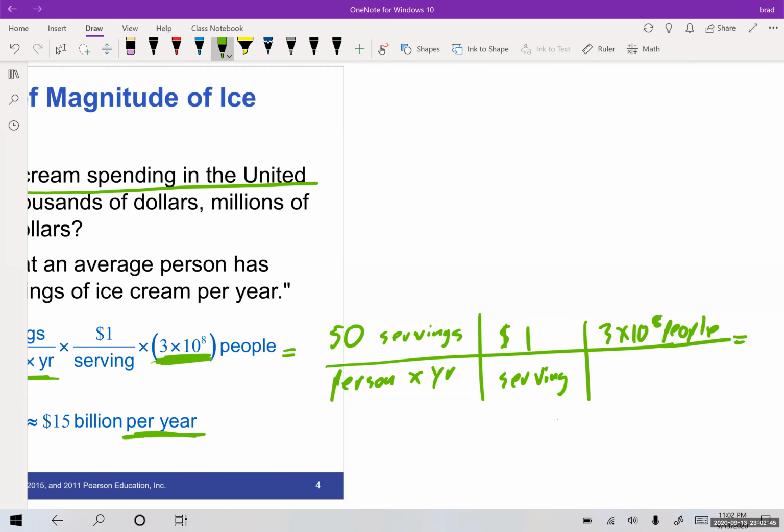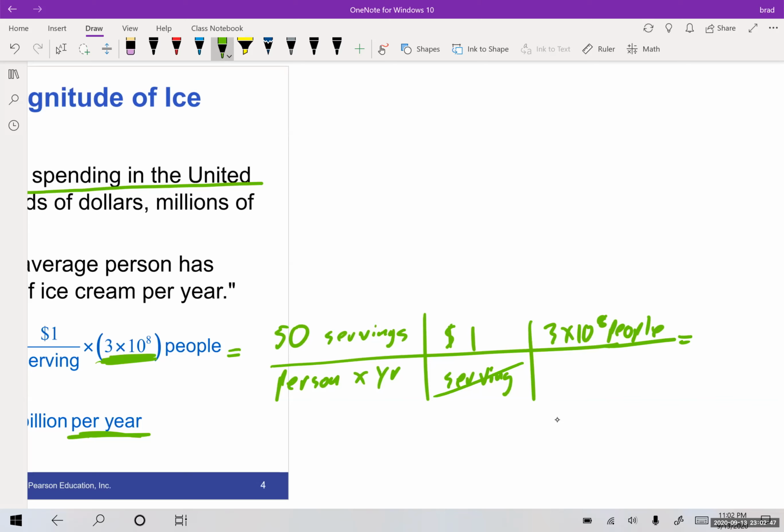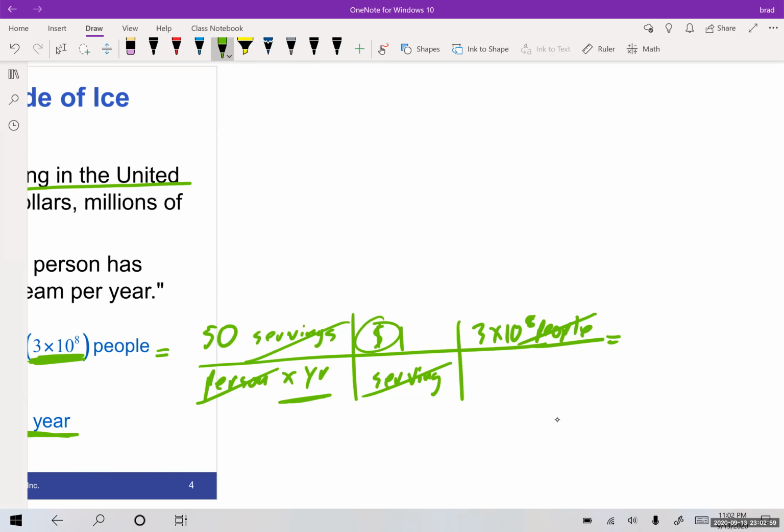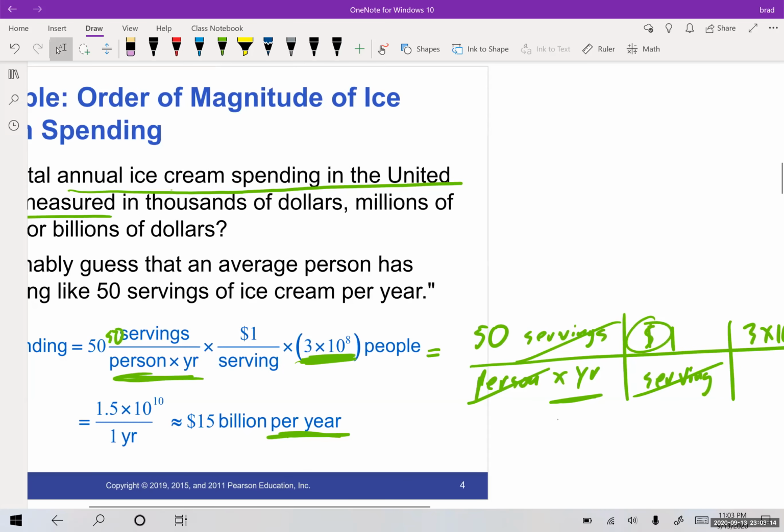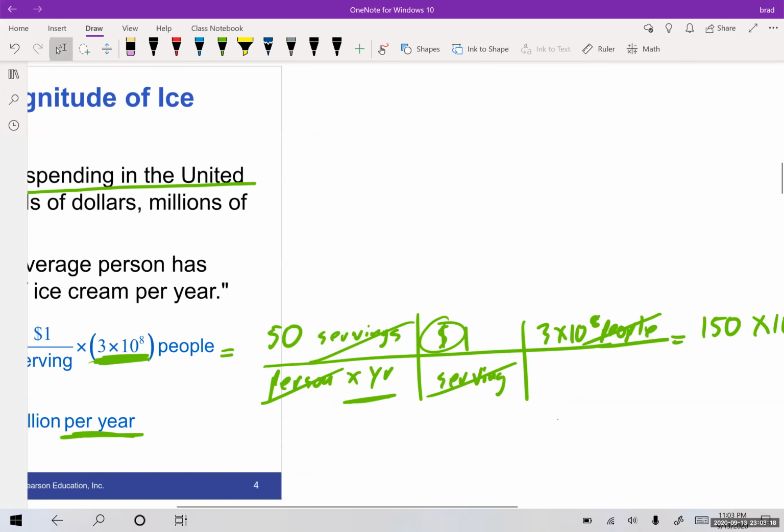Okay. So now here's the thing. Servings and servings cancel. People and, I know it's not exactly the same, but you guys get the idea. People and persons cancel, right? So we're left with per year, and we're left with money. So what I'm going to do is this is going to be 50 times 3 times 1, okay? So this would be 150 times 10 to the 8th. Okay. Well, that seems like kind of a lot.